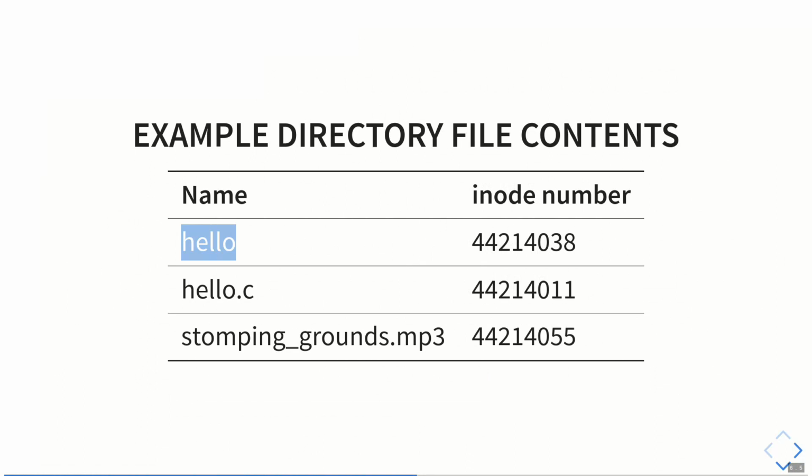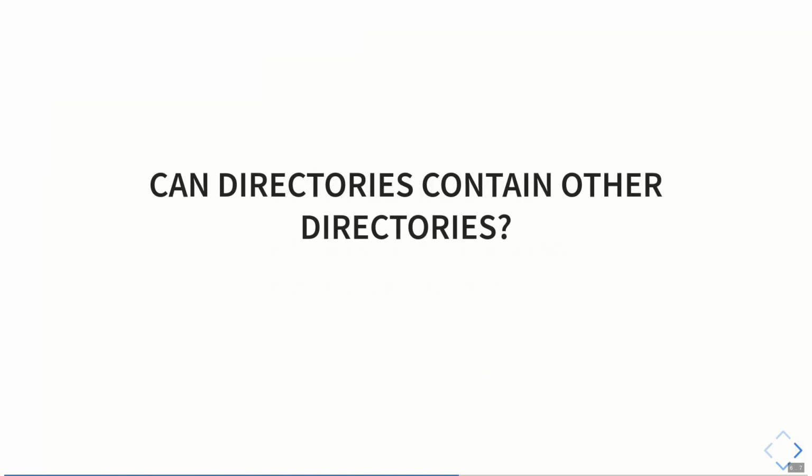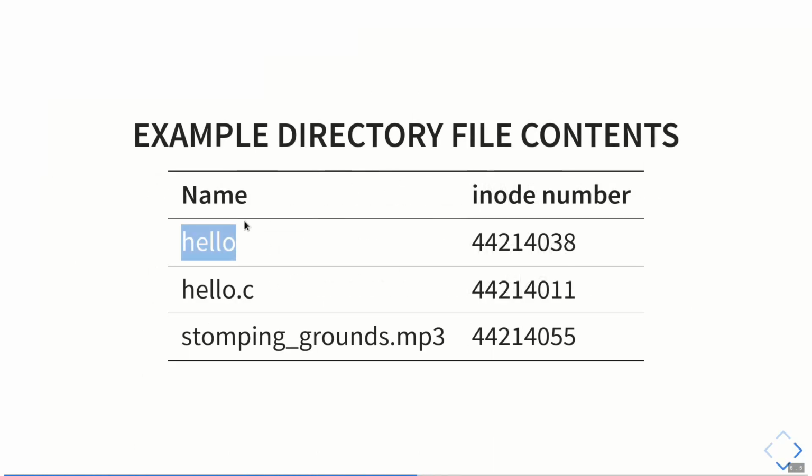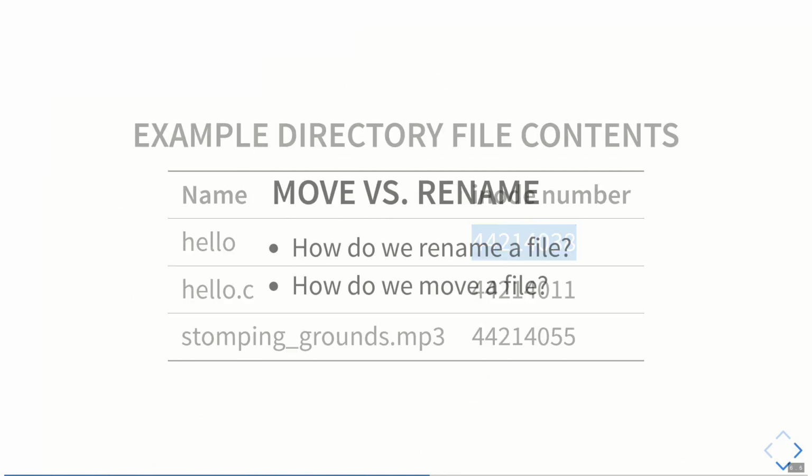So to make that clear, let me go into how the hierarchical directory structure works. Renaming is obvious here, right? Because you just changed the directory. So let me make that clear by asking this question: can directories contain other directories? Yes, because directories are just files. There's nothing stopping you from having this inode number reference a directory file instead of a regular file, a file that contains data, like ASCII text.